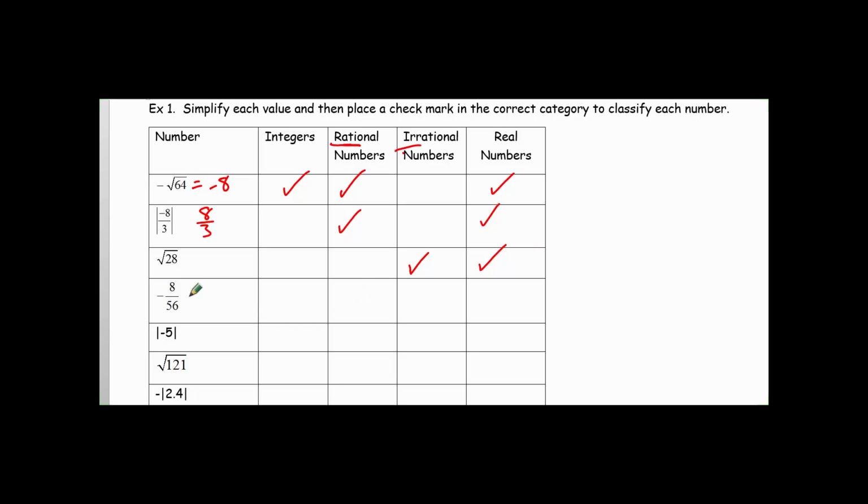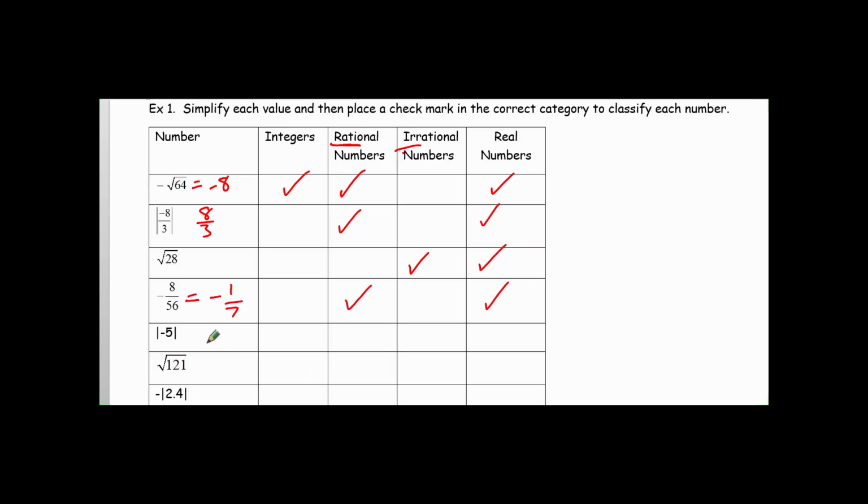Let's try. I'm just going to go through the rest of these. So what's this? Negative 8 over 56. Well, 8 goes into 8 once. 8 goes into 56 7 times. So a lot of times people tell me that's negative 7. It's not. It's negative 1 over 7. 7 stays in the bottom. Is it an integer? No, it has to be a negative whole number. So, not an integer. Is it a rational number? Yep, it's a fraction. And if it's rational, it can't be irrational.